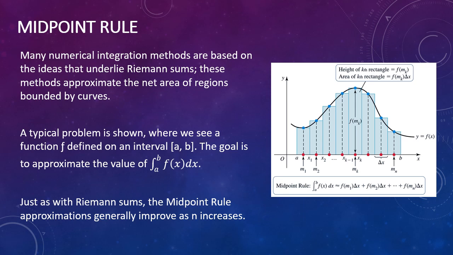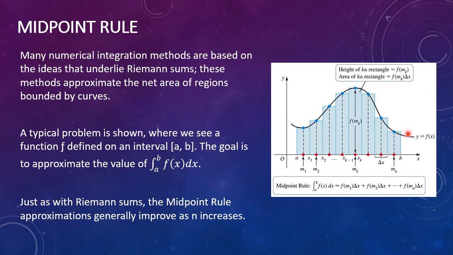And here we're just doing the exact same thing, but instead of using the left end value or the right end value for a rectangle, we're using the midpoint, which is the halfway point between the two x values for each rectangle. A typical problem is shown where we see a function f defined on an interval AB, in this diagram here to the right. The goal is to approximate the value of the integral from a to b of f of x dx. Just as with Riemann sums, the midpoint rule approximations generally improve as n increases.